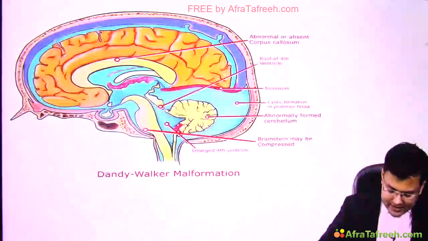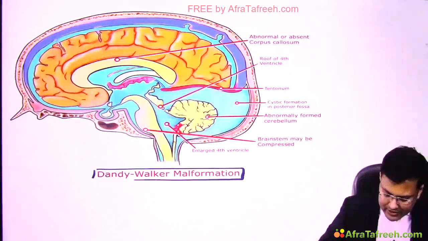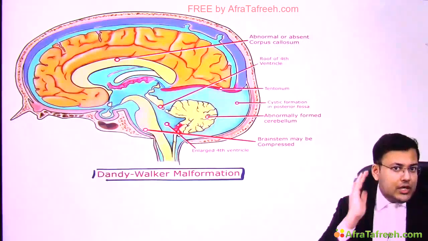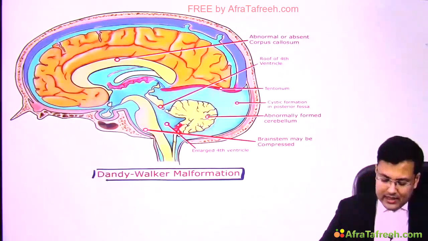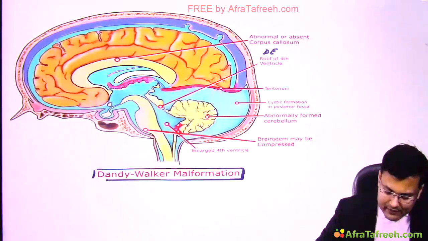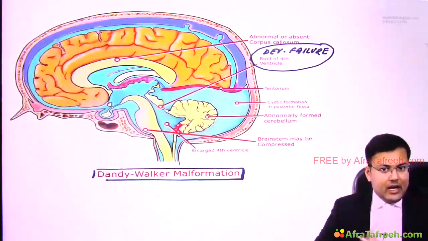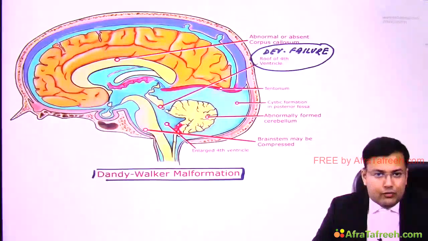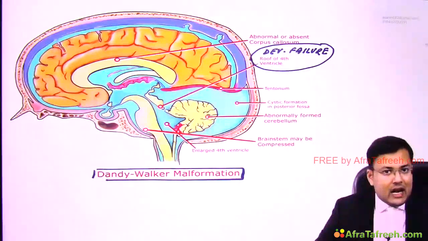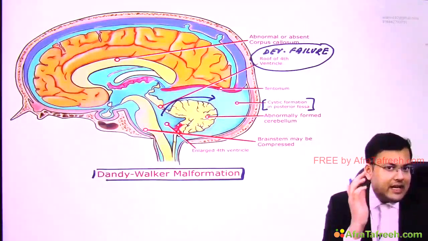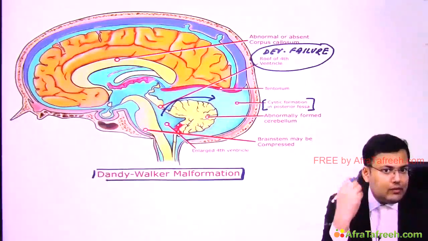Now see, what is the name of this condition? This is Dandy-Walker malformation. And what is this Dandy-Walker malformation? This is the most common posterior fossa malformation. What's the problem in this case? There is developmental failure of the roof of the fourth ventricle. And because of this, what happens? There is an enlarged fourth ventricle. And second, you can see that there is cyst formation in the posterior fossa. So there is cystic expansion of this fourth ventricle into the posterior fossa.